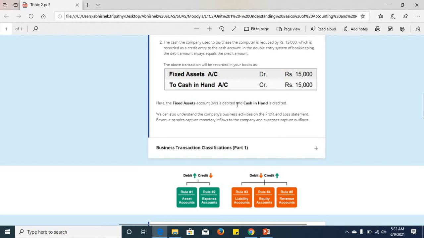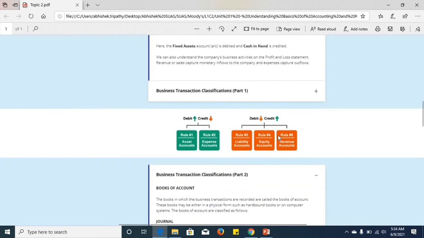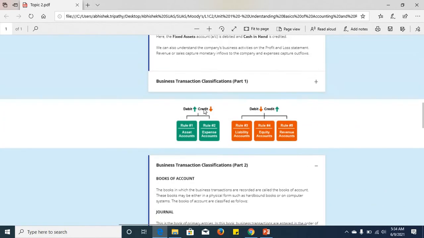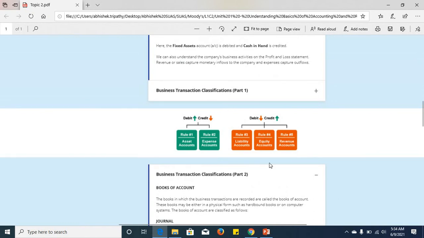Now, here fixed assets is debited and cash in hand is credited. We can also understand the company's business activities on the profit and loss statement. Revenue or sales capture monetary inflow to the company, and expenses capture outflow. So, let us understand what are the rules of debit and credit.